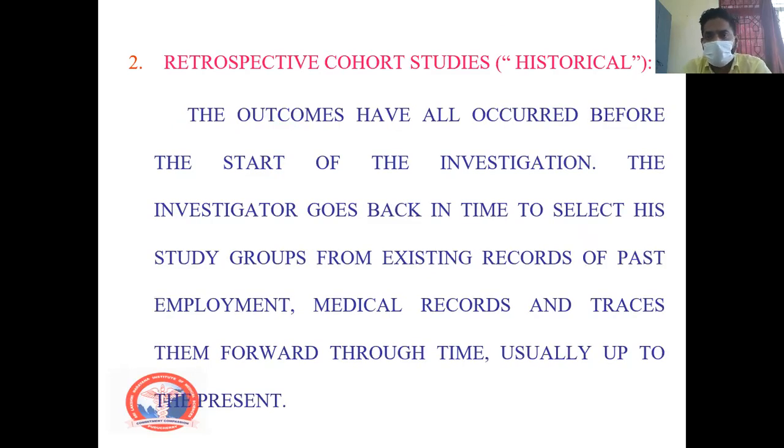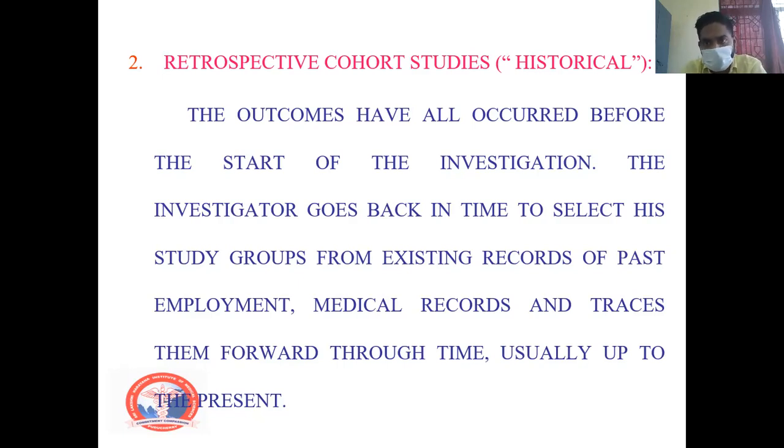And the retrospective cohort study, that is the historical cohort study. It's more or less similar to a case control study, but still just look into it. The outcomes have all occurred before the start of the investigation. So the disease has already occurred. We have not yet started. The investigator goes back in time to select his study group from existing records of past employment, medical records, and traces them forward through time, usually up to the present.